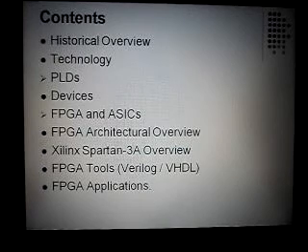Then we will look at the FPGA architectural overview, Xilinx Spartan 3 overview, which is associated to Xilinx, which is creator of the FPGA, and then later FPGA tools which are used in developing the applications over this semiconductor chip, and finally FPGA applications.